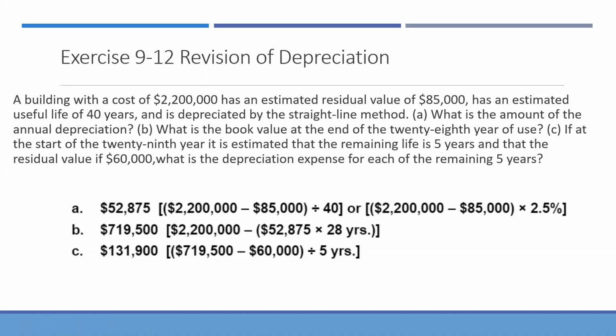The total depreciation over 28 years is 719,000, and then 28 years in, we find something wrong with the building, and it's only going to be used for 5 more years. So we have to depreciate the remaining depreciable base, which is the new salvage value, and we take the current net book value of 719,000 minus the new depreciable base divided by the new useful life of 5 years, and we get 131,000 in new depreciation expense every year.